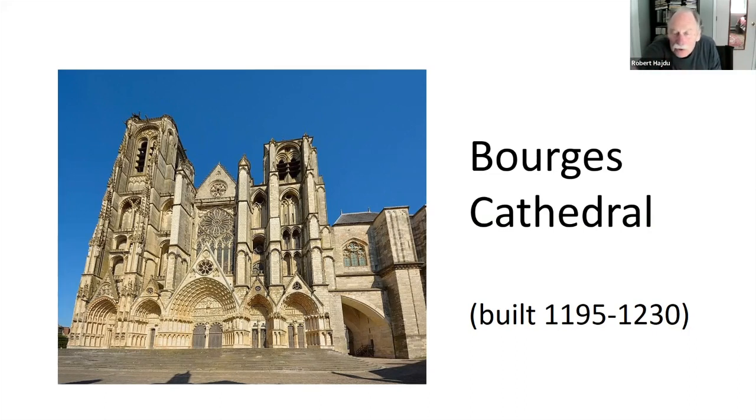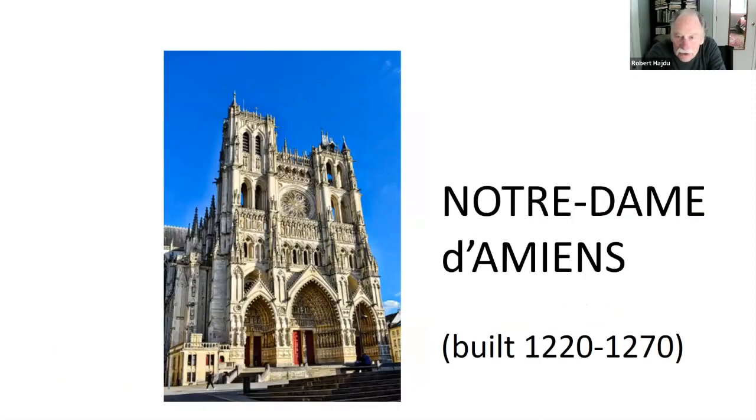So I'm going to show you a few of the great recognized Gothic cathedrals in northern France. Here is Bourges, which is a little bit closer to the center of France. Next, please, Eric. Here is Notre Dame d'Amiens, which is up in Picardy, which is not that different at first glance from Notre Dame de Paris. Next one.